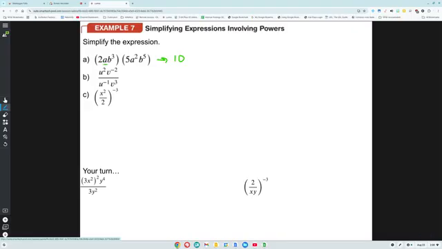I am then going to take my a times a squared. If I'm multiplying with a common base, I'm adding my exponents. 1 plus 2 is 3. And I'm going to do the same thing with my b's. I have b cubed and b to the 5th. I'm multiplying with a common base. 3 plus 5 is 8.